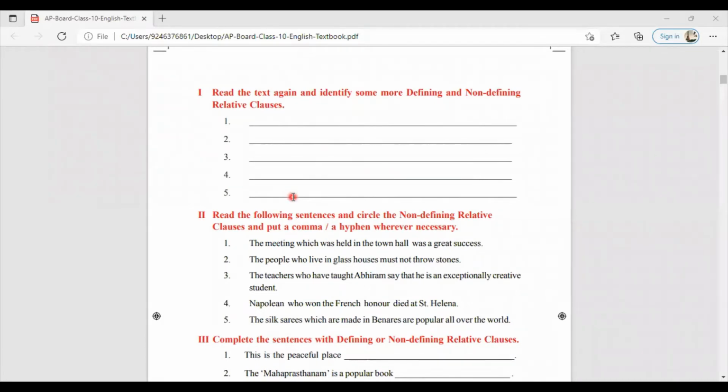Next, "Nick, who later achieved a degree," says this. Who later achieved a degree? It's adding extra information about Nick, so it is a non-defining relative clause.